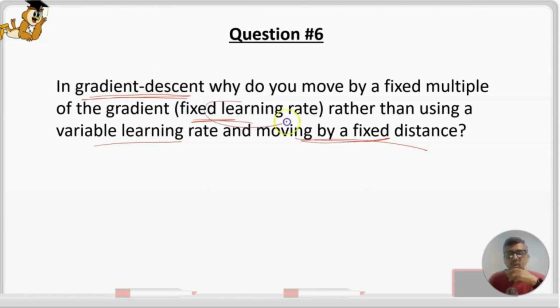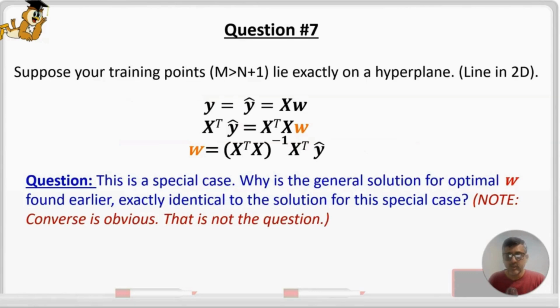rather than having a fixed learning rate. Okay. Why is this? Why is moving by a fixed multiple of the gradient generally better than moving by a fixed distance? That's question number 6. Again, something for you to think about, something that I used to think about. Question number 7, a little bit tricky, but let me explain this question. I think understanding this question may take a little bit of time.